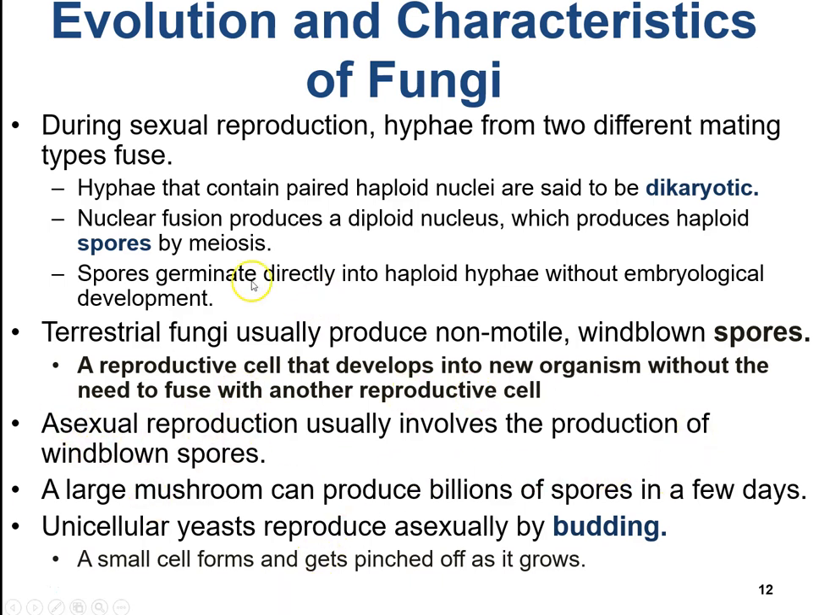In asexual reproduction, you can have these windblown spores that occur as well. If you're talking about sexual reproduction, you're talking about two different types of gametes that end up joining together. You'll see a little bit more about this as we go through the specific types of fungi. Just to put this in perspective, a large mushroom can produce billions of spores in a few days. So tons and tons of spores, and when that mushroom breaks, those spores are released.